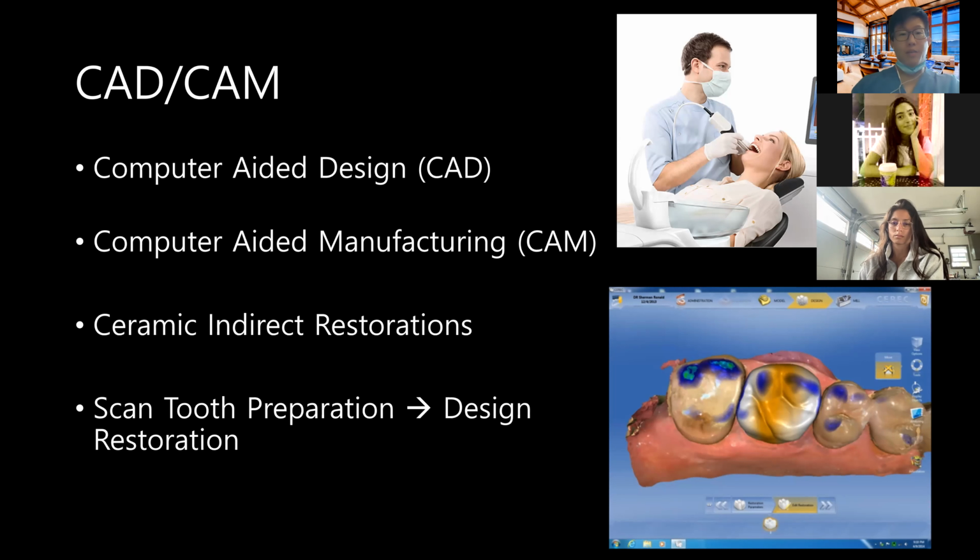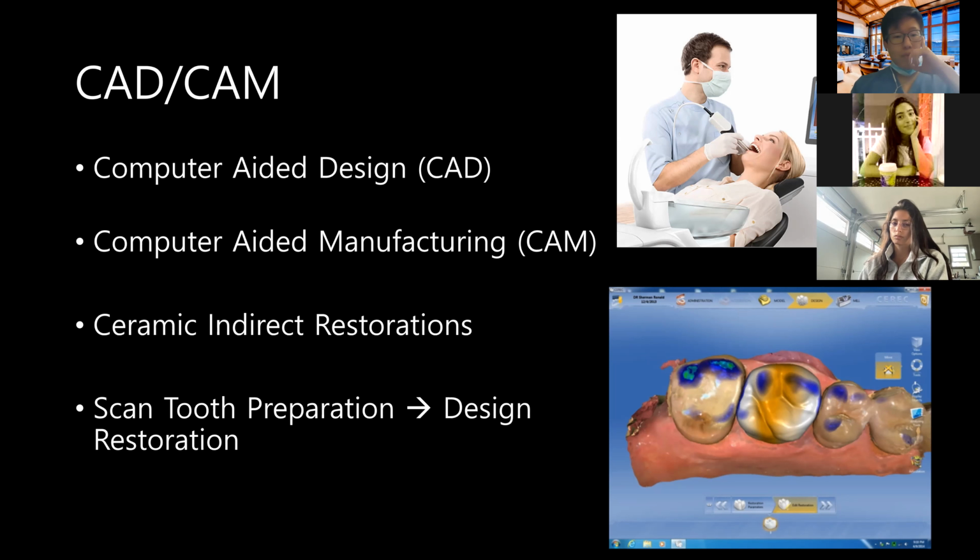This is called CAD CAM. CAD stands for computer-aided design, and CAM stands for computer-aided manufacturing. These are primarily used for ceramic indirect restorations, like a ceramic crown, for example. How it works is the CAD component, computer-aided design, is exactly how it says. You design a crown on software, on a computer, and then the computer-aided manufacturing component, the CAM component, is the mill that mills out the ceramic crown from a block of ceramic.